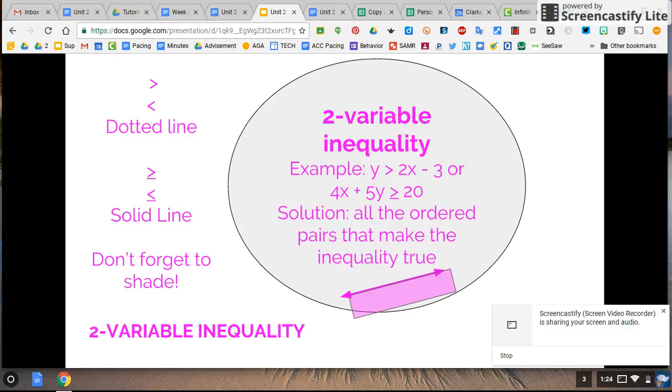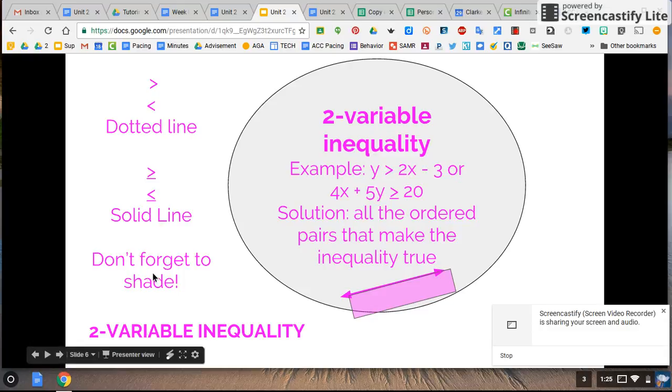Then we went to two variable inequalities. So the only difference between the equations and the inequalities when you see it is it's going to have a greater than or equal to, less than or equal to sign. If the inequality is a greater than or less than, you're going to have a dotted or dashed line to let you know that that's the boundary, but it's not included in the solution. If you have a greater than or equal to, less than or equal to, it's going to be a solid line to indicate that all of the points on the line do make that inequality true.